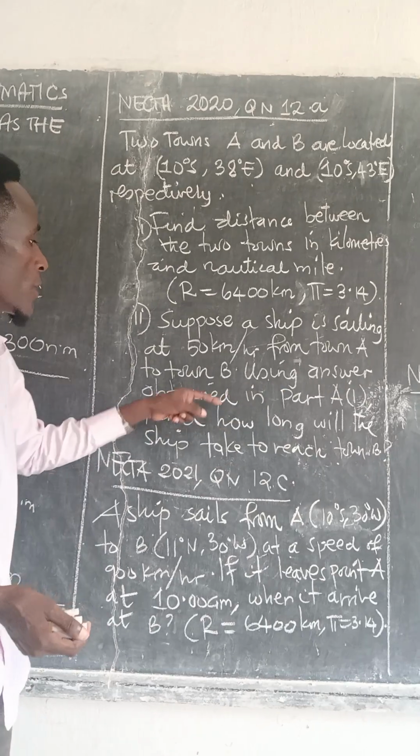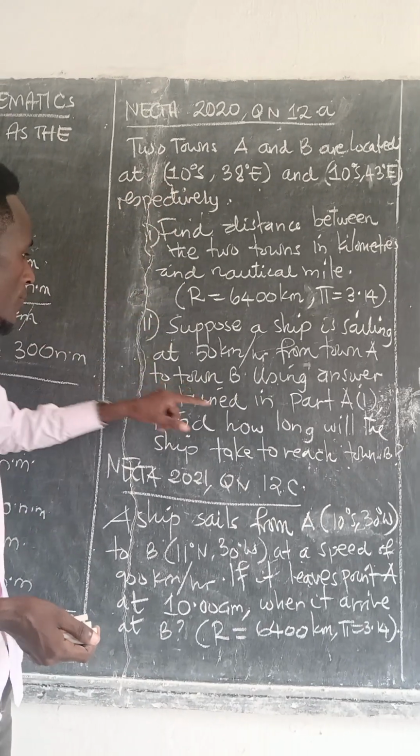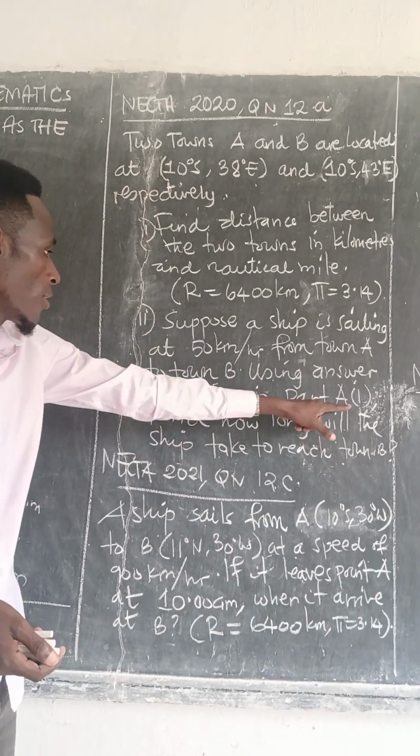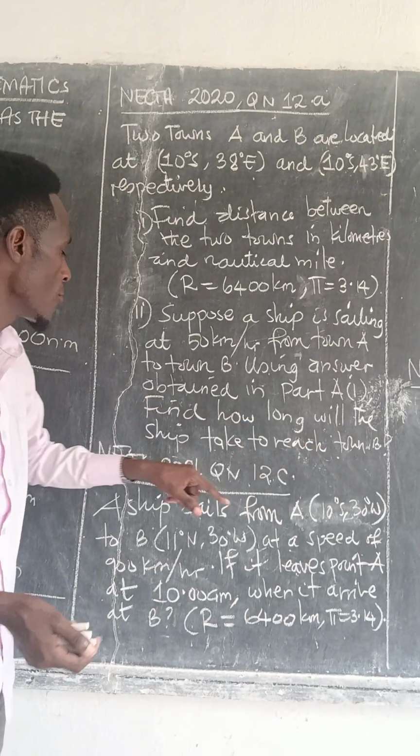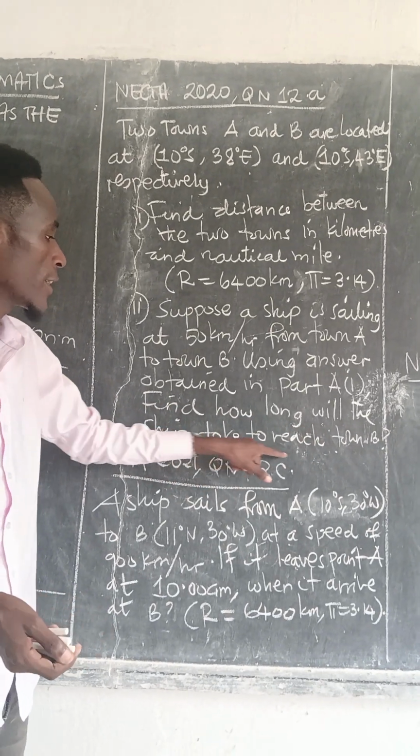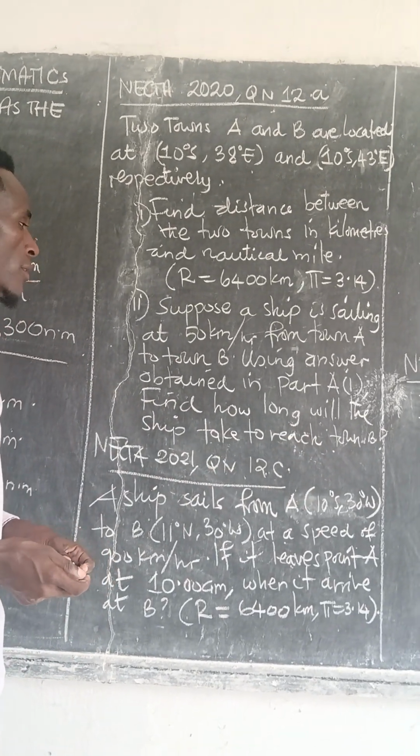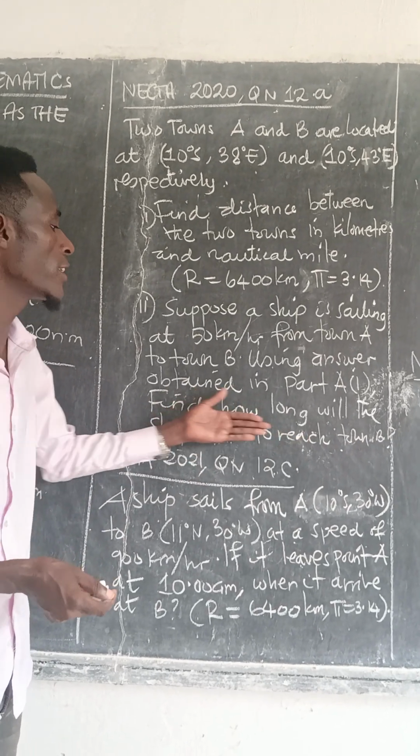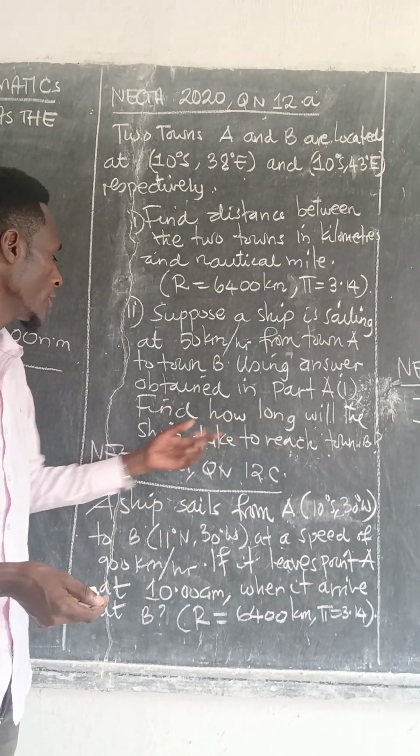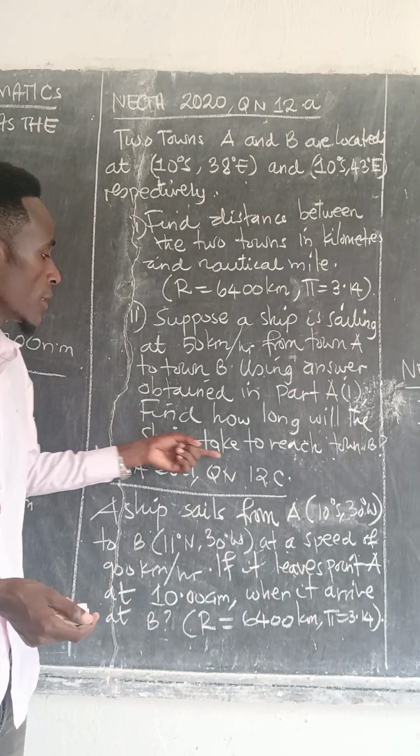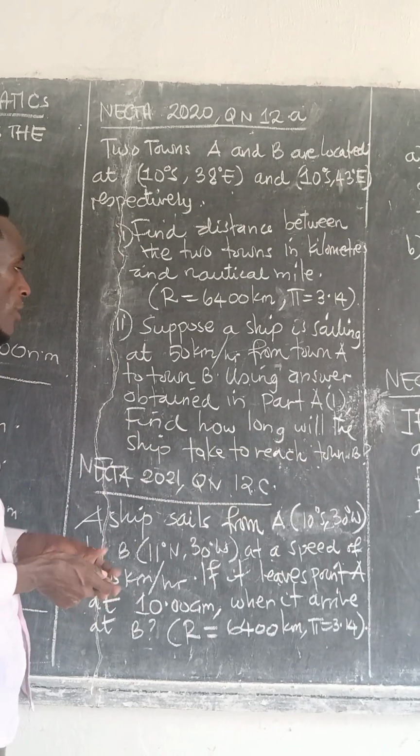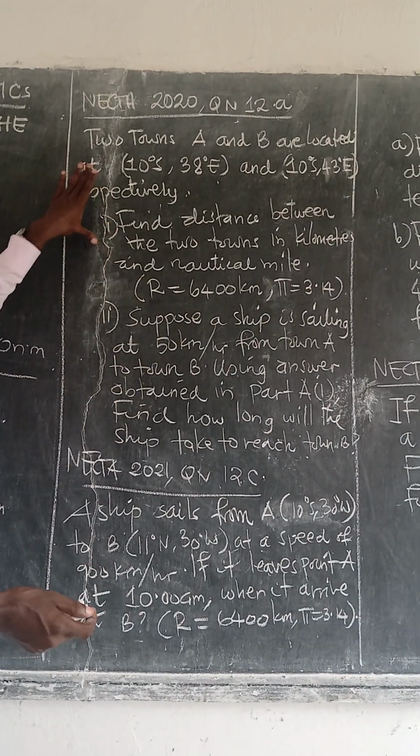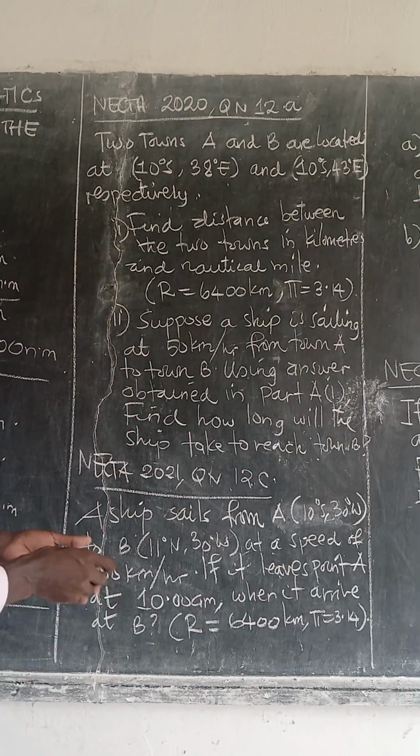Using the answer obtained in part A, Roman 1, find how long the ship will take to reach town B. Find the time in which the ship will reach this point B. So let us now see the solution on this. Let's start with this part now.